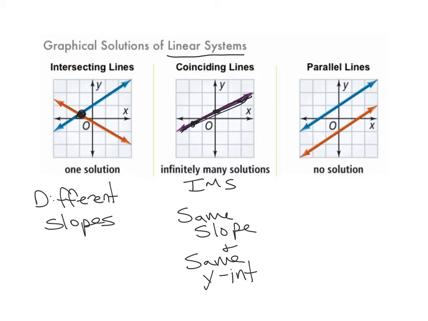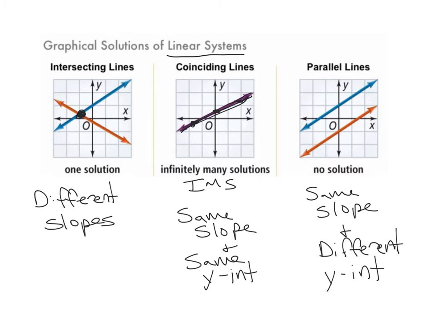The last one down here is parallel lines. You guys know parallel lines never intersect, and the reason they don't intersect is because they have the same slope. But we can't just say same slope because that would get us back to thinking about infinitely many solutions. So parallel lines, we're going to say have the same slope and a different y-intercept. So just from the equation, we can figure out which one of these three pictures we're going to see on a graph. Parallel lines never intersect, so they have no solution because there's no point that will work in both equations.